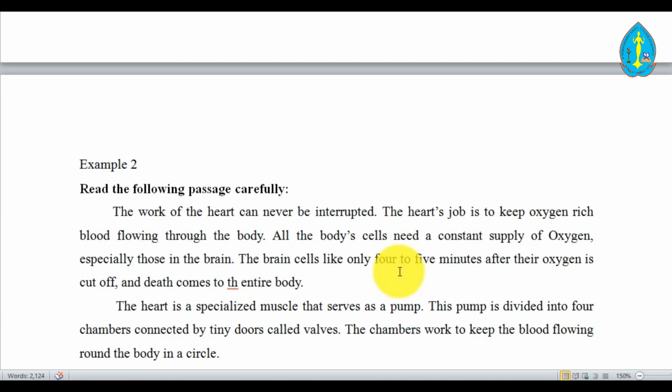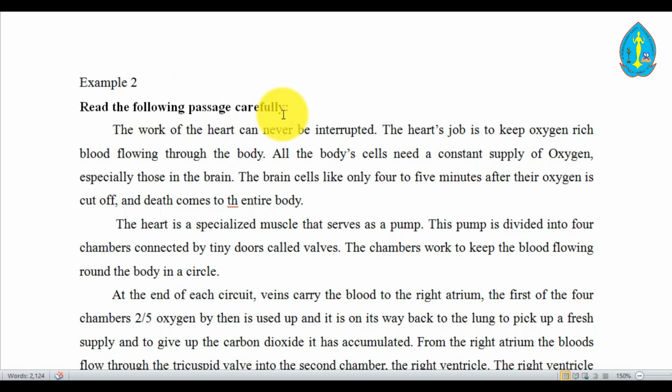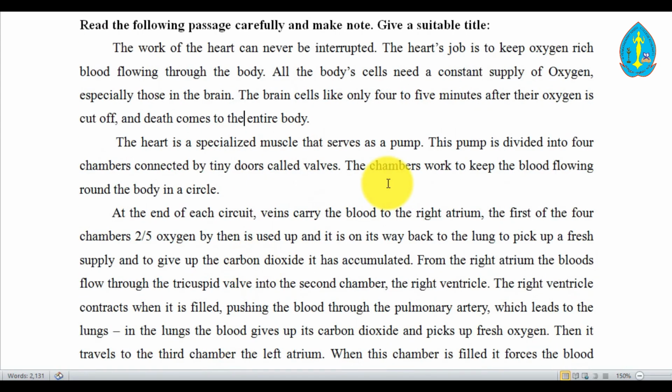And I have given a second example. Read the following passage carefully and make notes. Give a suitable title. So again, the work of the heart can never be interrupted. The heart's job is to give to the entire body. The heart is a specialized muscle that serves as a pump.